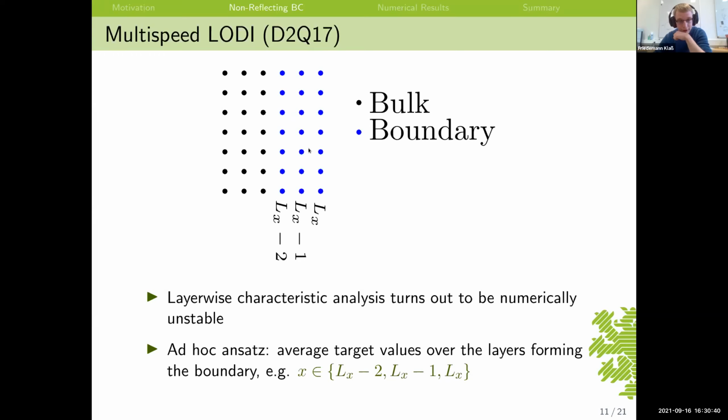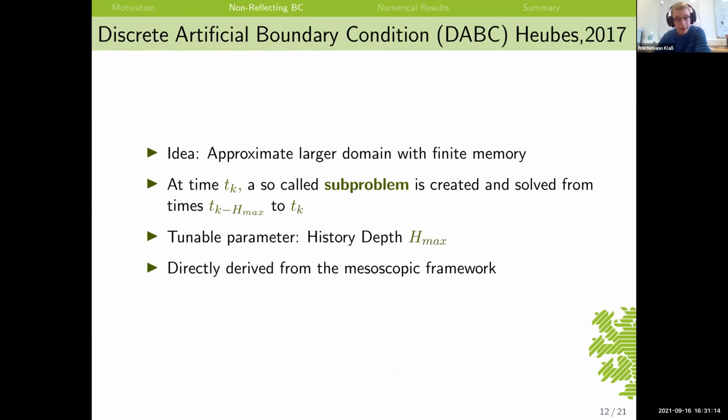And doing this layer-wise just experimentally turned out to be numerically unstable and didn't give any meaningful results. So we resorted, for simplicity, to the following. We did this layer-wise characteristic analysis as outlined a few slides before, and then resorted to simply averaging the resulting target values over the boundary layers. This certainly can be improved upon, and this is actually an open problem where we need to investigate some thought. But before seeing the impact of this in a benchmark problem, we will turn to the discrete artificial boundary condition.